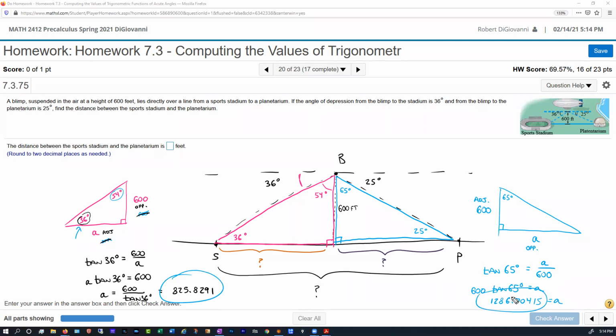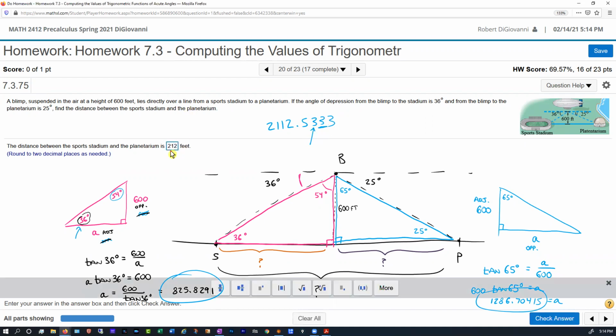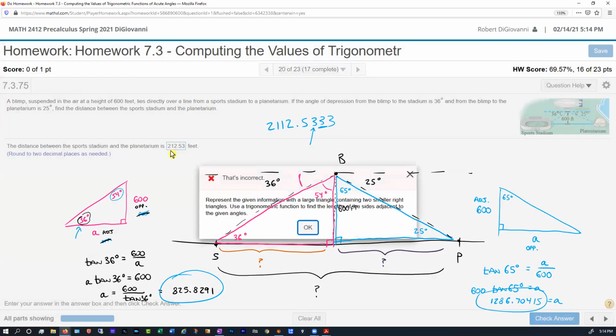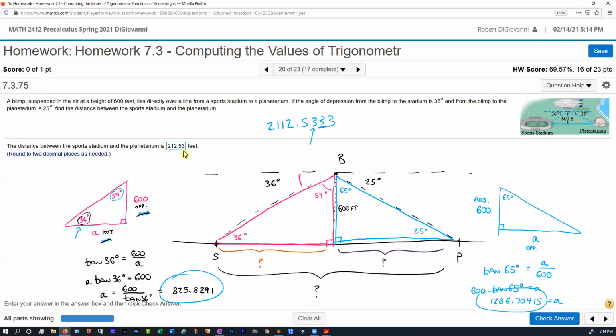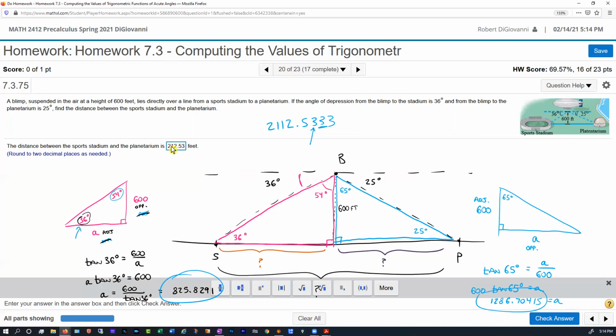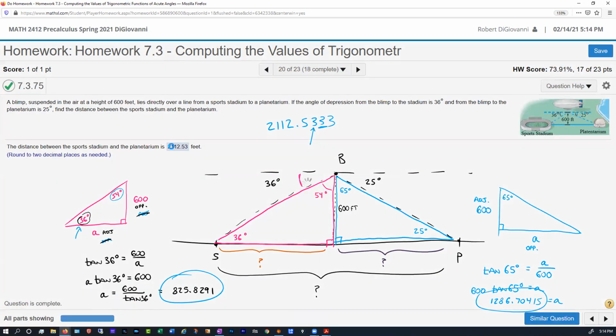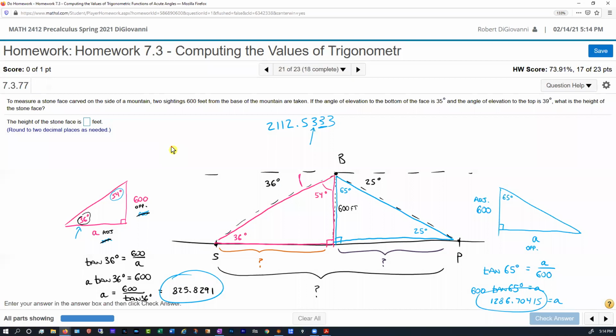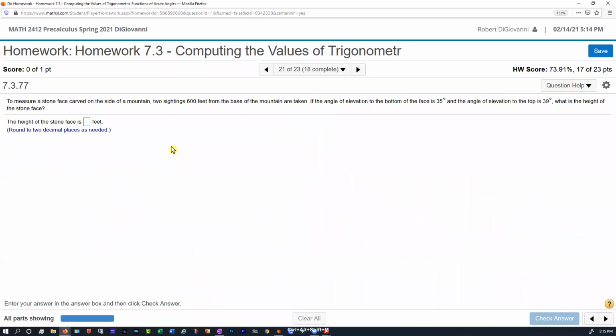So add to that the answer we got a second ago. And so I get an answer of about 2112.5333. We're going to round to 2 decimal places, so we're going to round to that one. So that's a 3, we just leave it alone. So it should be ready. 212.53 feet. Oh, goodness. Oh, I typed it in, 2112.53. Oh, no, after all that work. Okay. All right, so let's see, 21.